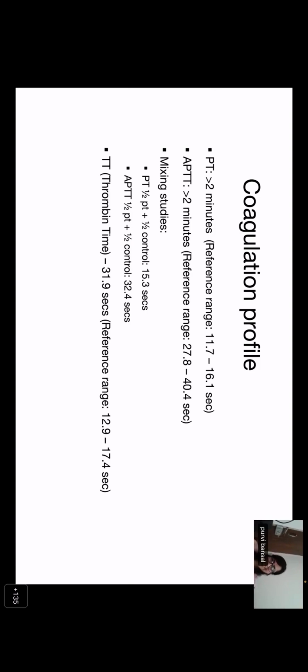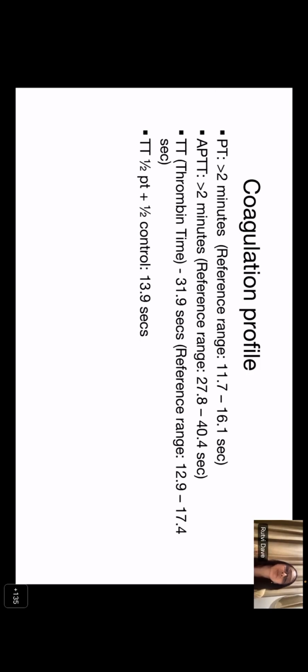Here the thrombin time is prolonged. So what next do you do? You do a mixing test for thrombin time. Now you do a mixing test for thrombin time, which is showing complete correction. So what is the next test that you want to do if thrombin time is prolonged and it is correcting? Fibrinogen level. Yes.